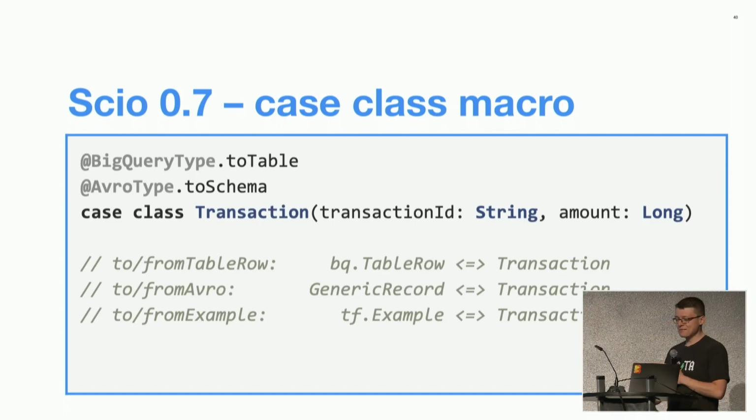And then people asked for the same for Avro. So we did one more macro that supports Avro. And now there is something called TensorFlow examples. It is a format for machine learning. We did one more macro for TensorFlow examples that integrates it with case classes. As you can see, it's a lot of macros.